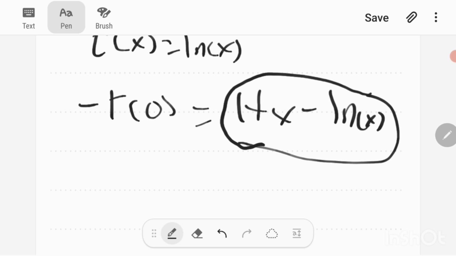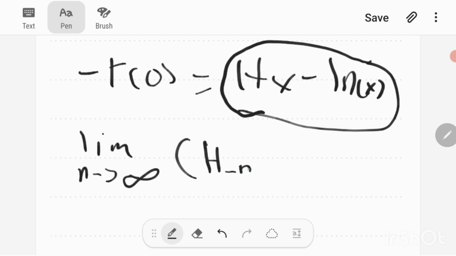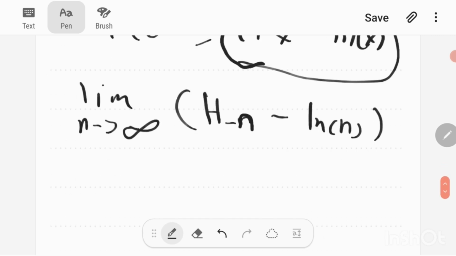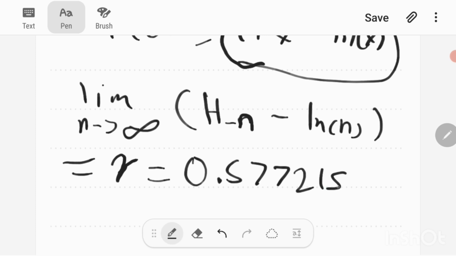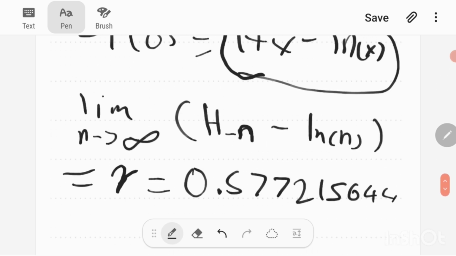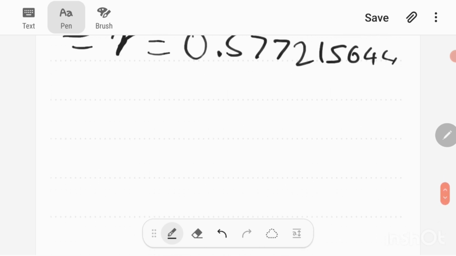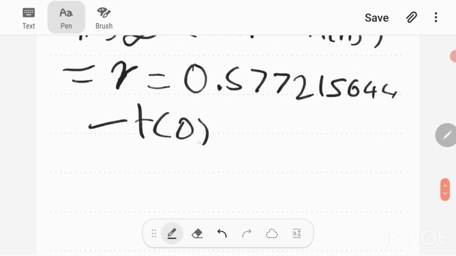So let's write it in terms of limits now. The limit as n goes to infinity of h of n minus ln of n is equal to the Euler-Mascheroni constant. It's denoted with this symbol. It's approximately 0.5772156444. I apologize, I was looking up the value for that on the internet. But yeah, so as x is large, this limit shows that negative t of 0 tends to the Euler-Mascheroni constant.